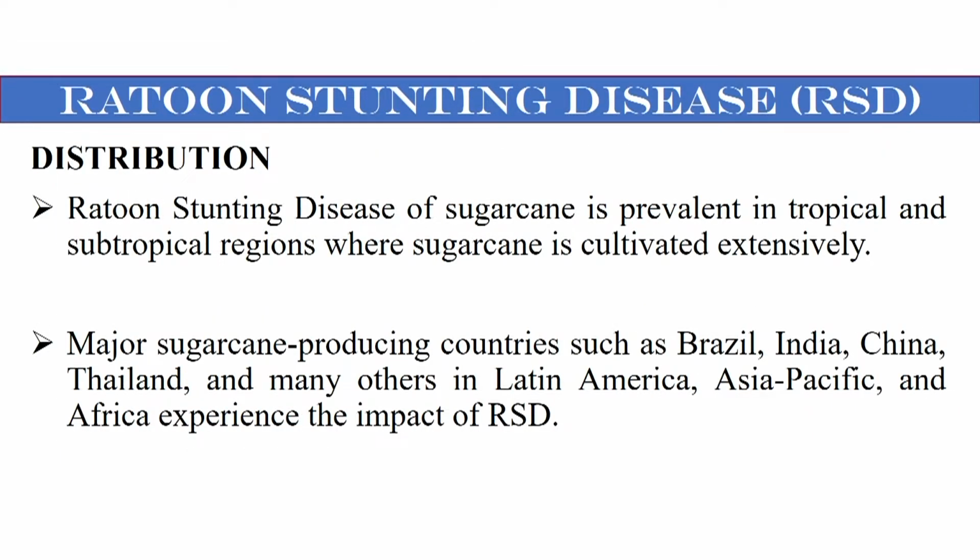Dear learners, the third disease we will discuss is RSD, that is ratoon stunting disease. It is also an important disease because in India and other countries, the ratoon cropping system is basically favored in the case of sugarcane. So ratoon stunting disease is important and sometimes very severe.